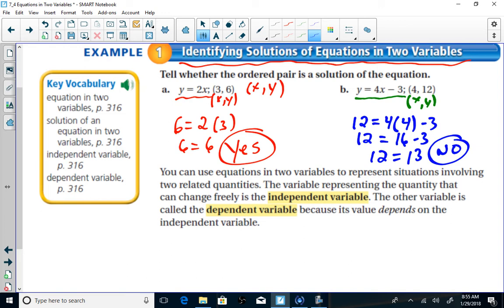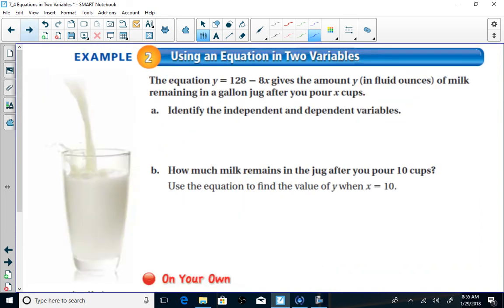Simply put, your input value, right? Your input value is your independent variable. Your output value is your dependent variable, right? Your input value is your independent variable. Your output value is your dependent variable. And that is because the output depends on the input. All right? So let's take a look at an example.